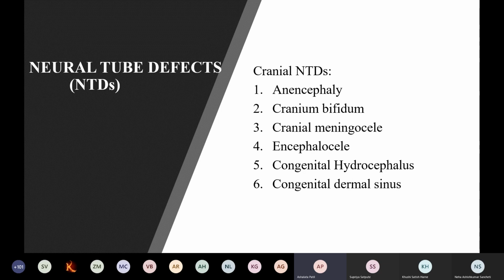So they may be seen in the brain vesicles or they may be seen in the spinal cord. In the brain vesicles, these are called cranial neural tube defects. There are again various types: anencephaly, cranium bifidum, cranial meningocele, encephalocele, congenital hydrocephalus, or congenital dermal sinus.